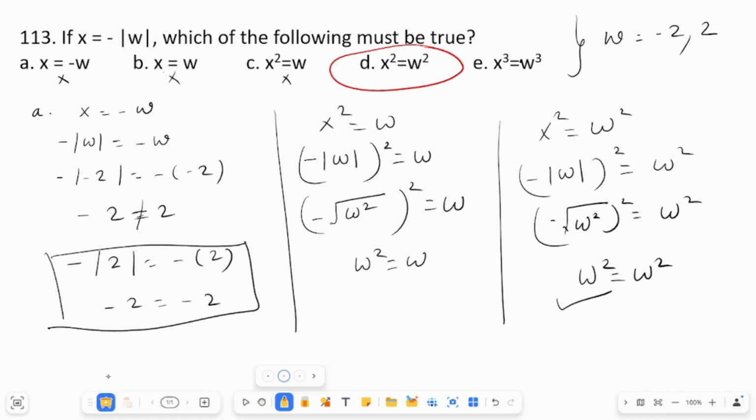Option E cannot be correct because it's cube and negative of cube will give you a negative number. Hence your answer must be option D.